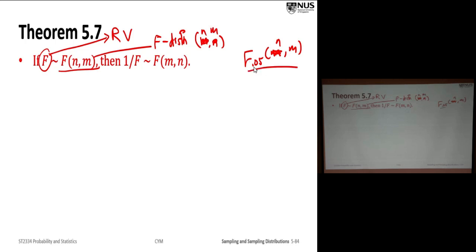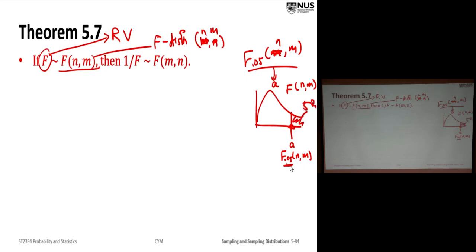So how about this, with a subscript here, 0.05? This is a constant, a value. Let me call it A. So basically, it refers to the F distribution with n, m degrees of freedom. This is the value F 0.05, n and m, such that the probability of being greater than this value is 5%, 0.05. All right.